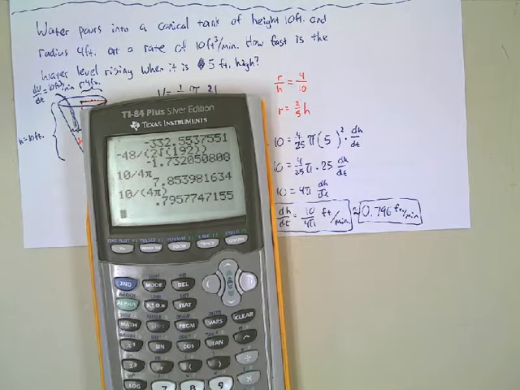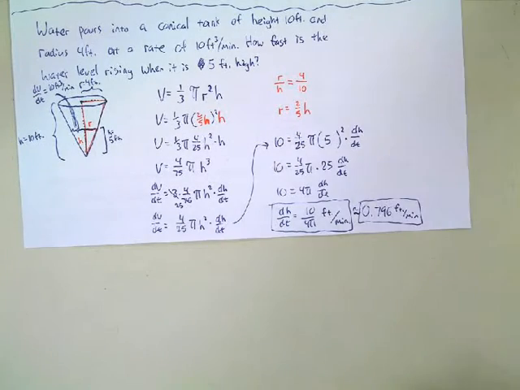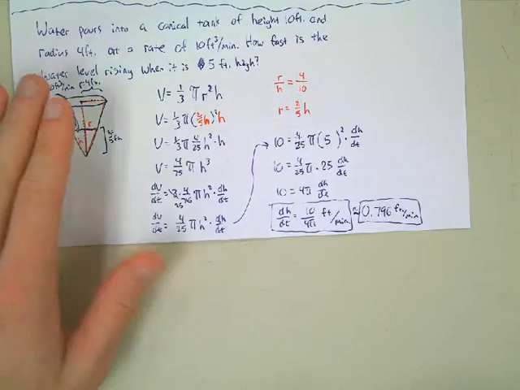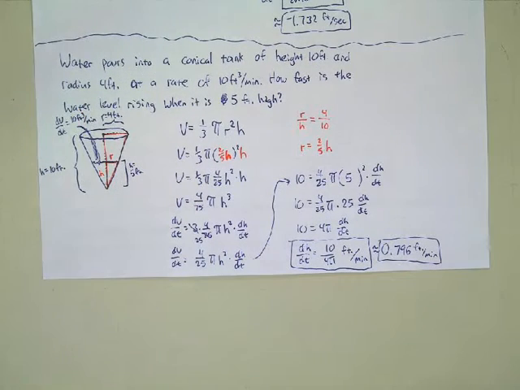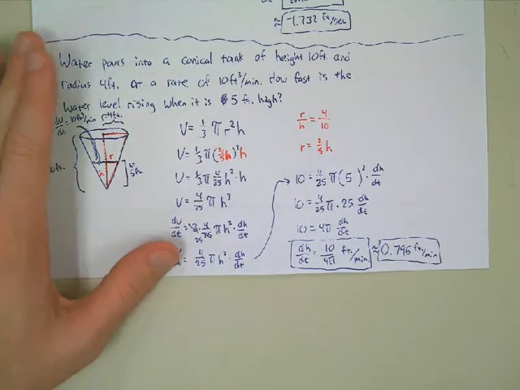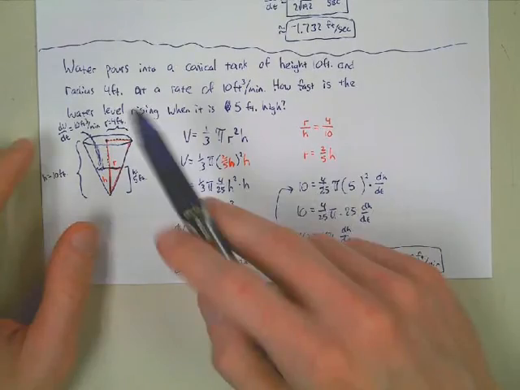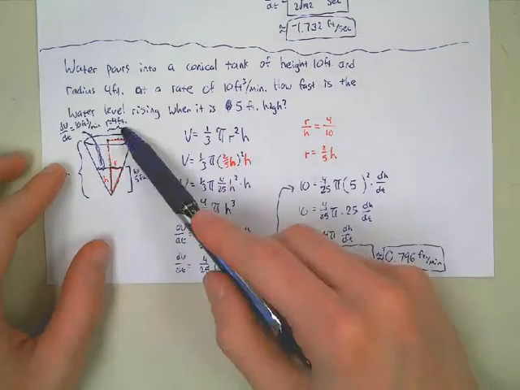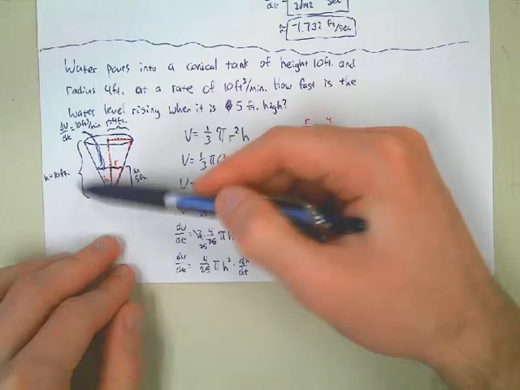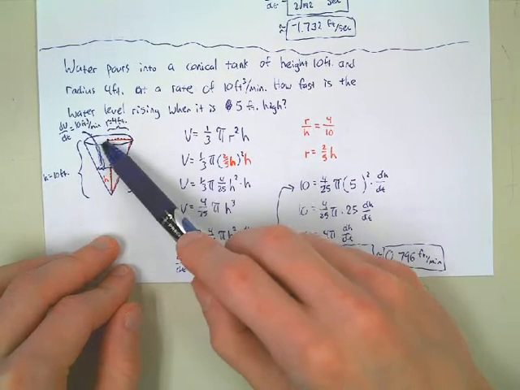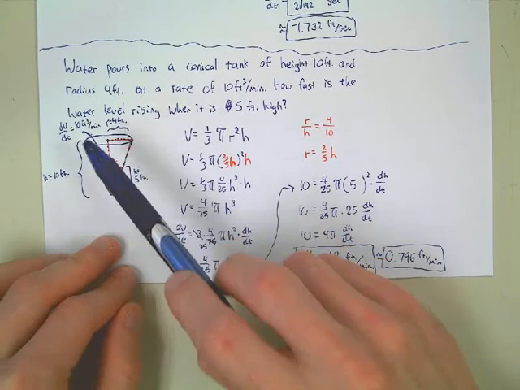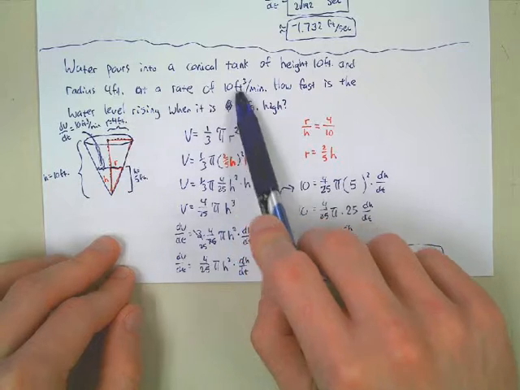All right, so let's review, since Tyler says he has no idea what happened in that problem. We have a conical tank, so I drew a cone. With a height of 10, so the full height's 10, the radius of that cone is 4. So from the center to the edge, 4. The water's pouring in at a rate of 10 cubic feet per minute. How fast is the water level rising?